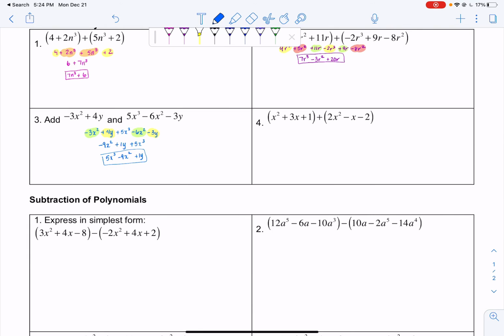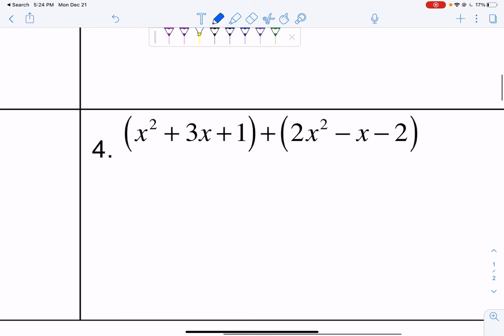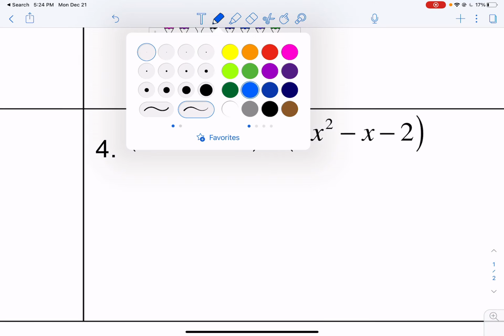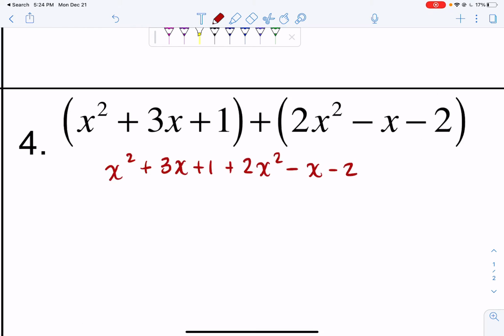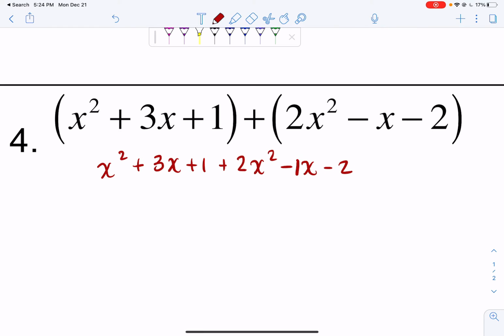So you should be at the point where you can try to do the next problem by yourself. If not, come ahead and watch. So it's addition. I'm just going to drop my parentheses. So I have x squared plus 3x plus 1 plus 2x squared minus x minus 2. And what I'm going to do is I'm going to put a 1 in front of my x and a 1 in front of my x squared as a reminder that there are 1x squared. There is a 1x.